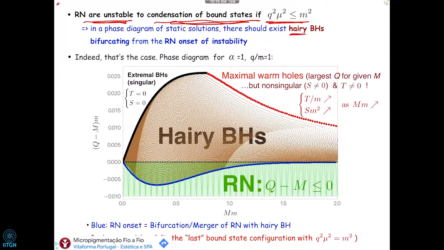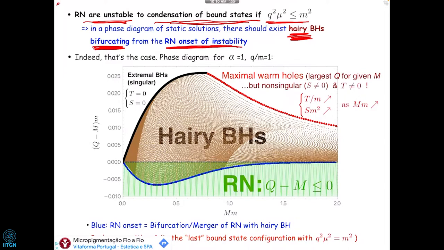This means that there should exist hairy black holes with this scalar field condensate floating above the event horizon of the Reissner-Nordström black hole, in such a way that there is a balance between electric repulsion and gravitational attraction to keep the system static and spherically symmetric. And actually, these black holes, in the limit, should bifurcate from the onset of the Reissner-Nordström instability.